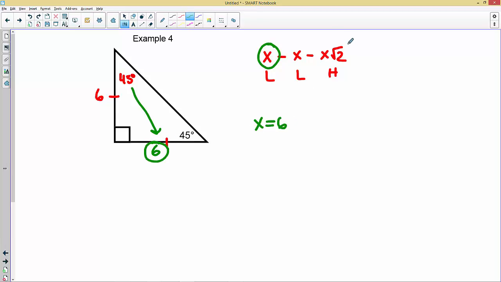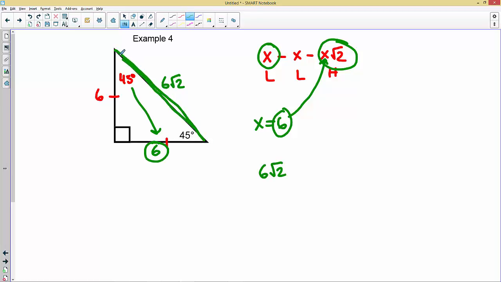Okay, well, then what would this be equal to? Well, let's just plug a 6 in there. That's it. It's that easy. You're just plugging in a 6 for this x right here. So you're taking the 6, you're plugging it into this formula, and you go, oh, 6 radical 2. Done. Remember, the hypotenuse here, in a 45, 45, 90, will always be radical 2 times bigger than these legs.